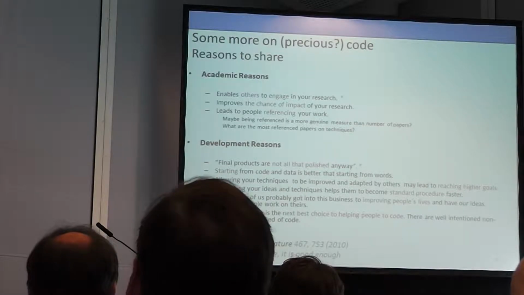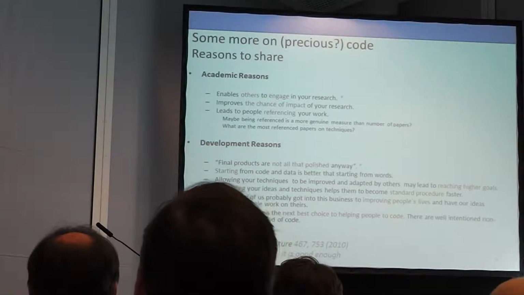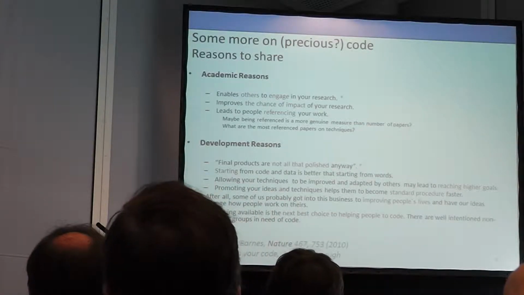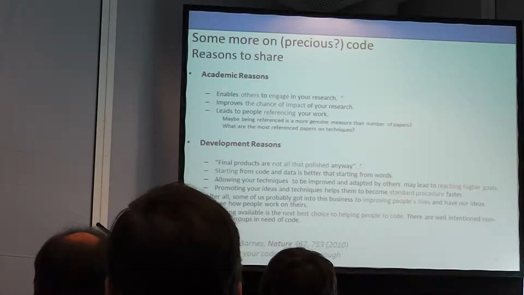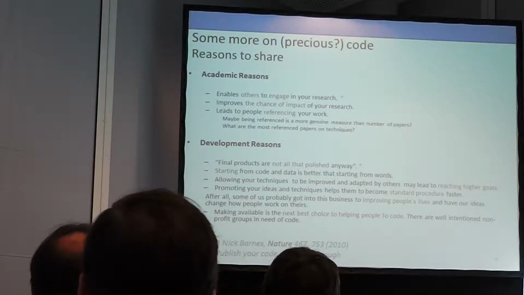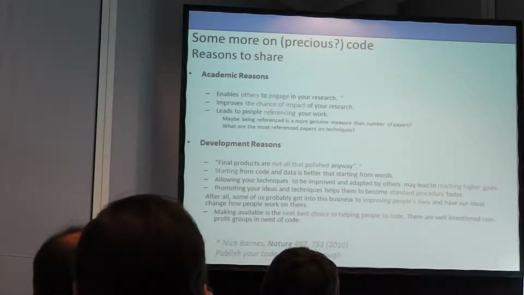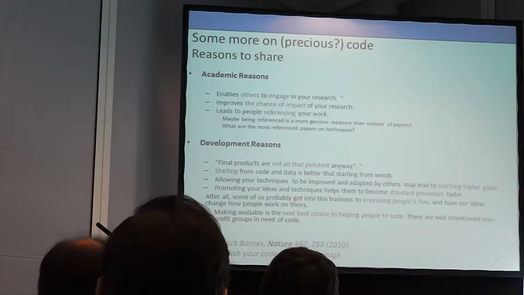In other words, how fast should we make the code available is the only problem here, and not whether we should, because science is not going to be made without reproducibility, at least not in the sense that we wanted it to be. I come to that further down in this same slide. So, improve the chance of impact of your research.